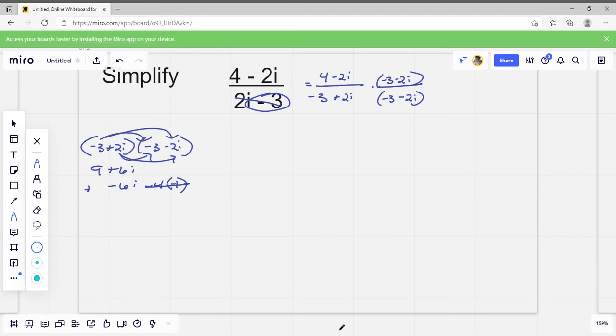I'm going to just go ahead and put it over here. 9 plus 4 would be 13. And those cancel each other. So our new bottom is 13. Now we'll do the top.